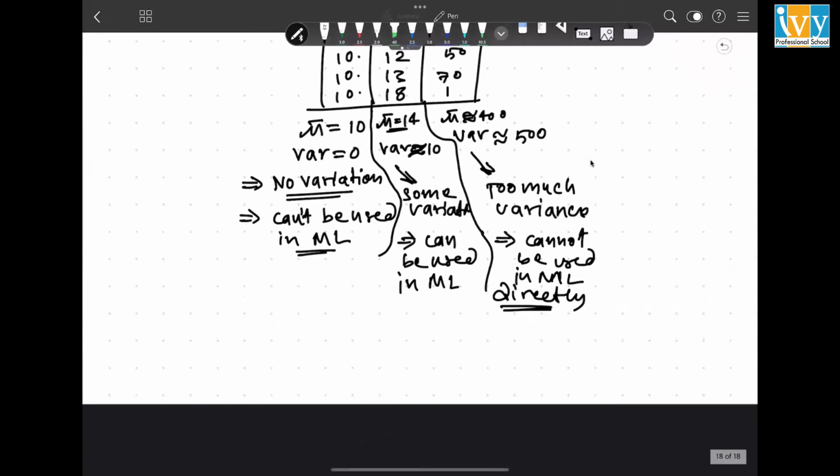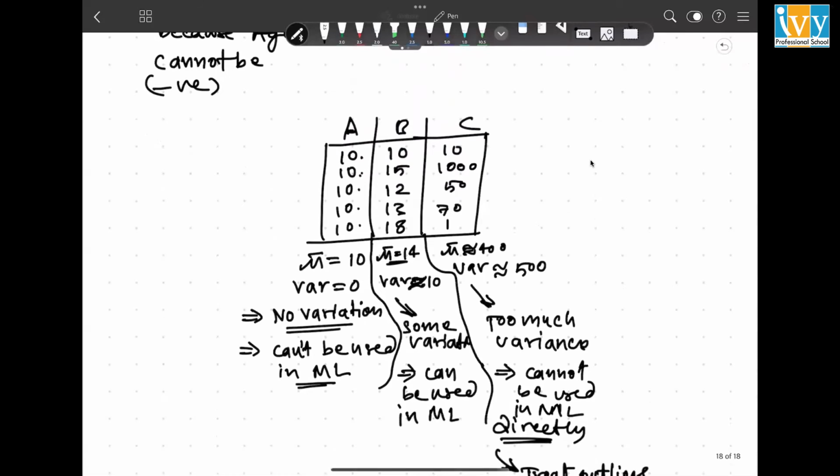We treat the variance, and then use it. So treat outliers basically, and then use it. Is this making sense? How do you utilize variance? Variance or standard deviation tells you how close the data points are to each other in a given column. If they are exactly the same, then there will be no variation, which definitely cannot be used in machine learning. You need some variance. If there is too much variance, then also it cannot be used in machine learning. So you treat the variance, maybe remove this 1000 outlier, and then use that column.